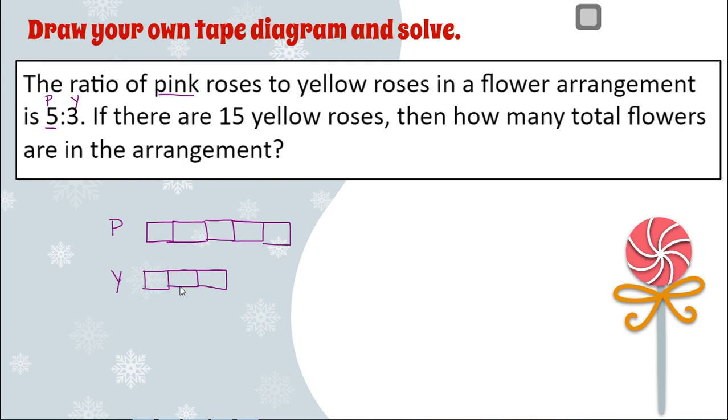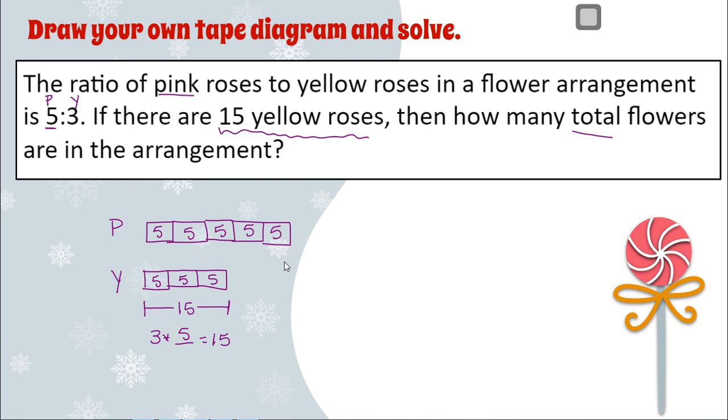So the second sentence says, if there are 15 yellow roses, then how many total flowers are in the arrangement? So we know that there are 15 yellow. So down here, we know that there are 15 total yellow. And we're looking for the total flowers in the arrangement. So first, we need to figure out, well, how many flowers goes in each piece of tape? So we need to think about, we have 3 boxes times what would equal 15? 3 times 5. So we have 5 flowers in each box. Because they're the same size boxes up here, we're also going to have 5 roses in each of those boxes.